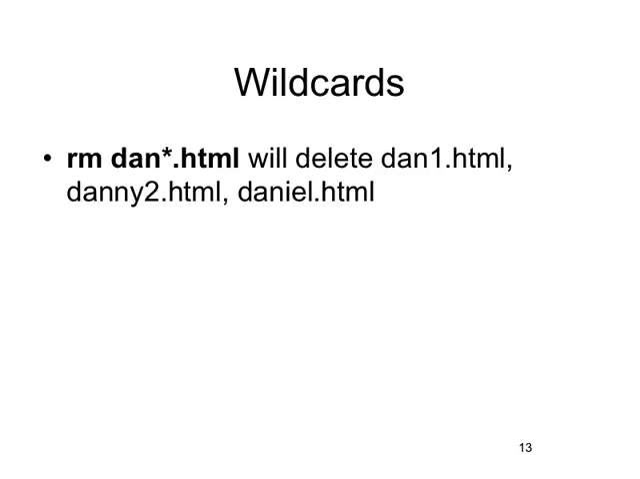One of the handiest things about Unix, and maybe the only reason you would bother to do it this way rather than using one of the other ways, is you can have wildcards in your command lines. So you could say rm dan*.html, and that would remove all of the files that start with dan and end with .html. So it would delete dan1.html, danny2.html, daniel.html.